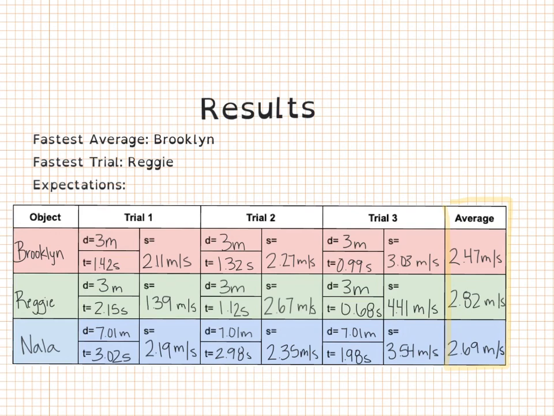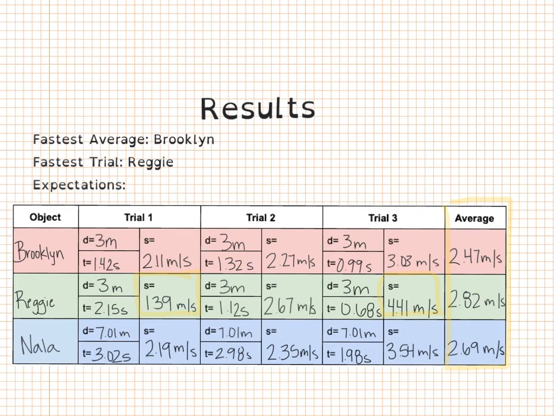And then this didn't quite meet my expectations. I guess I expected Brooklyn and Nala to be pretty close, which I think they are. I did expect Reggie to be slower. Again, they are my animals or my family's animals, so I have a better sense of where they should be. One thing I noticed is with these having the highest and the lowest, his average ended up being pretty close to everyone else's.